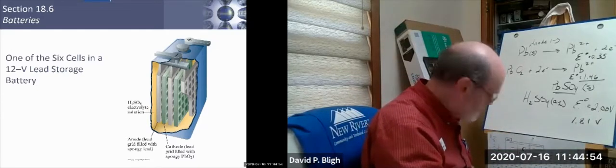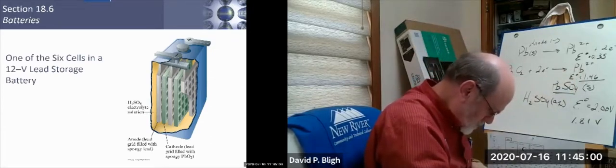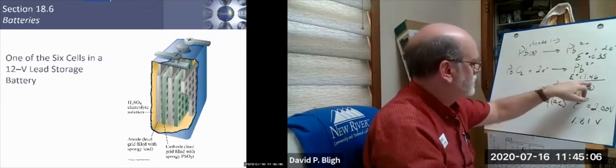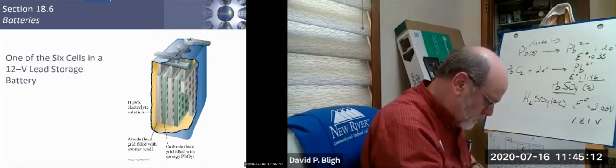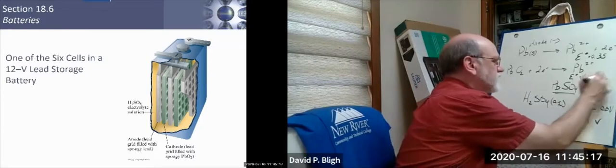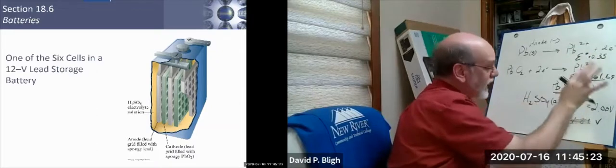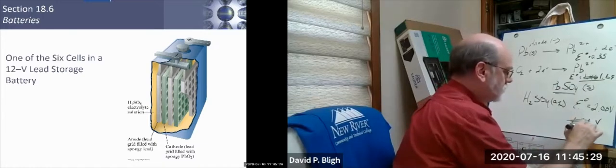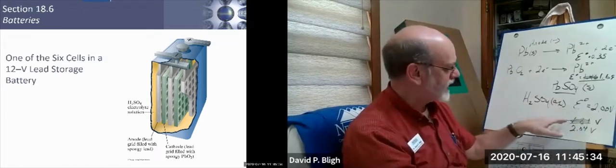Let me see. We need sulfate over here. What would that have to be? That would be 6.5, 1.65. Here it is, 1.69. So I got the wrong voltage in here. See how easy it is to make that mistake? So if you add those two together now, it's 2.04 volts. Okay, so that's the theoretical maximum for the lead acid battery.